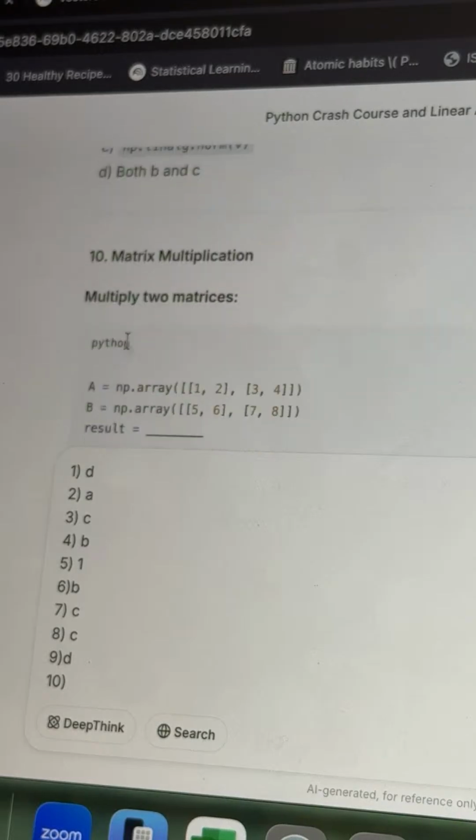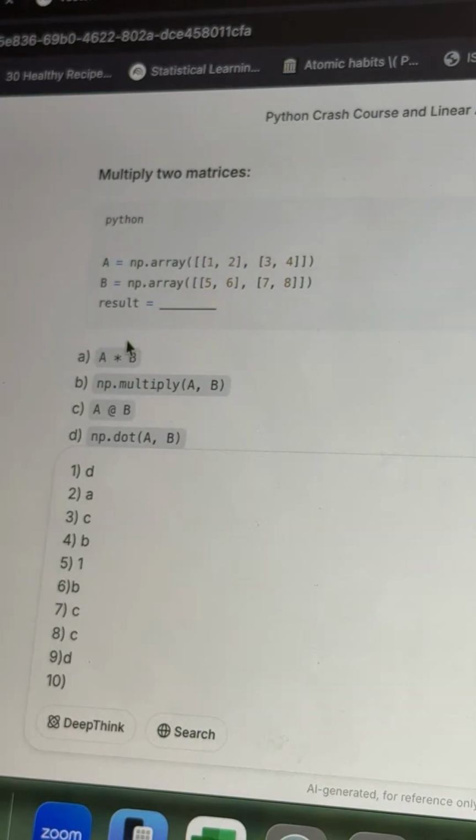Okay, so matrix multiplication, multiply two matrices.